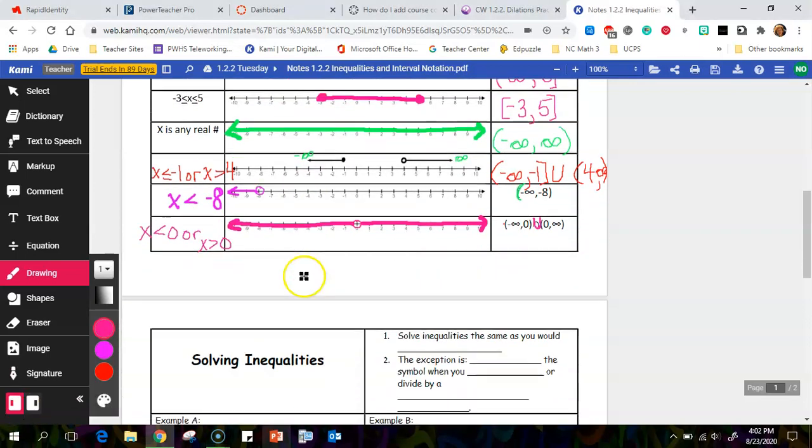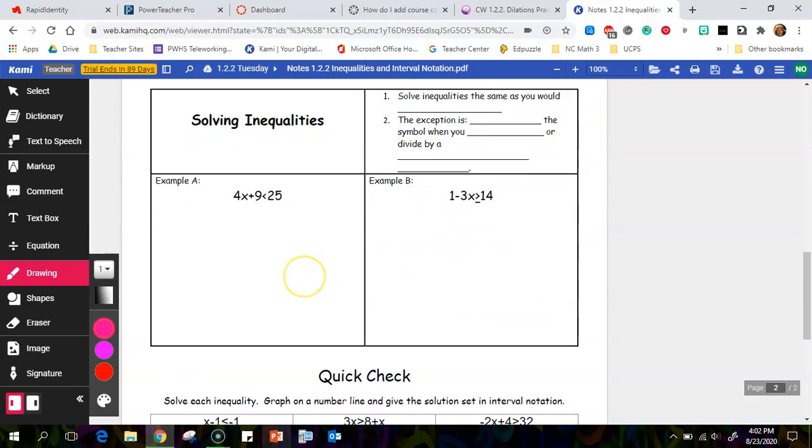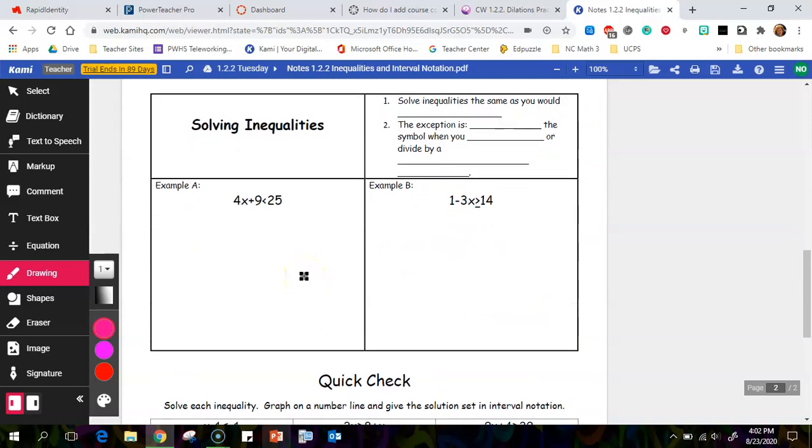Okay, so we're going to move on down to the second page. Again, this is something that you should have learned how to do in about 7th grade. So hopefully it's just going to come back to you. Solving inequalities is basically like solving equations. So you solve inequalities the same as you would equations.